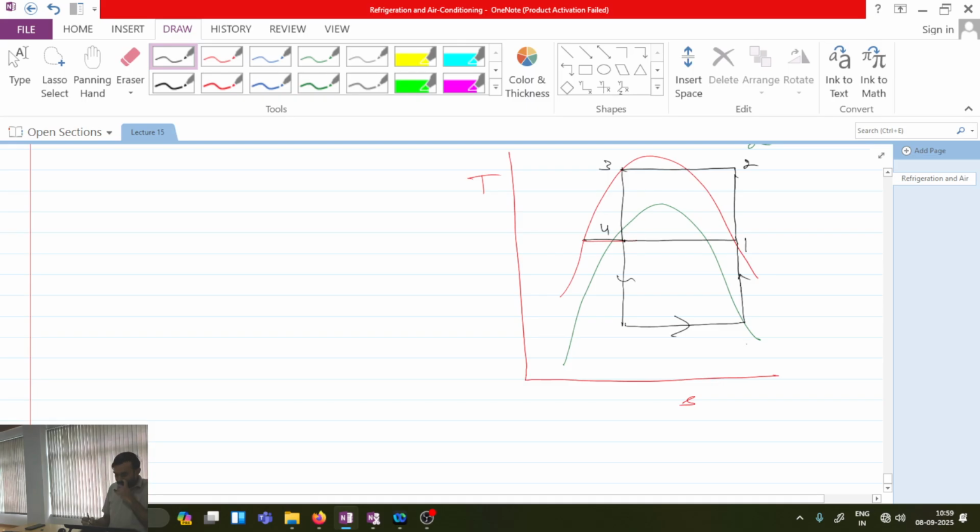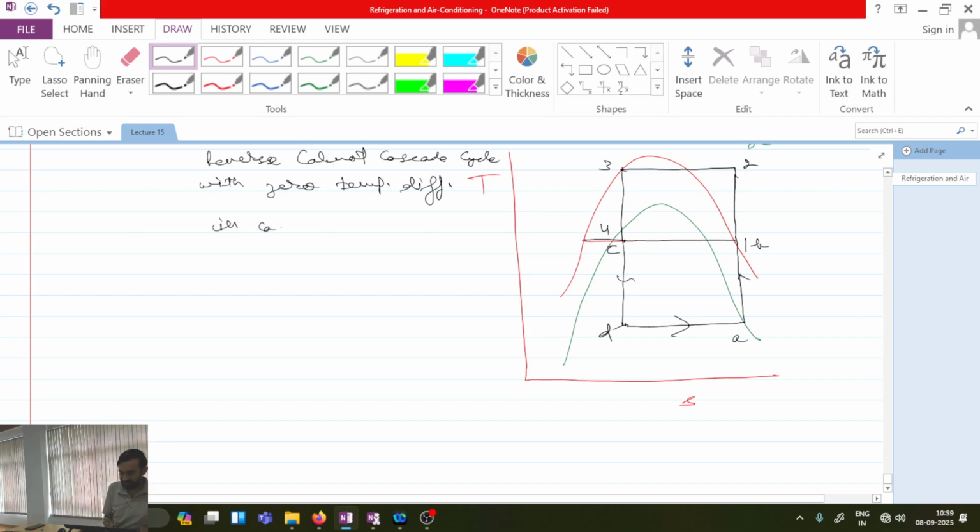Okay, are all clear with this point? If anyone has any doubt, please tell me. So this is nothing but the reverse Carnot cascade cycle with zero temperature difference in the cascade condenser. Are all agreed to this point?